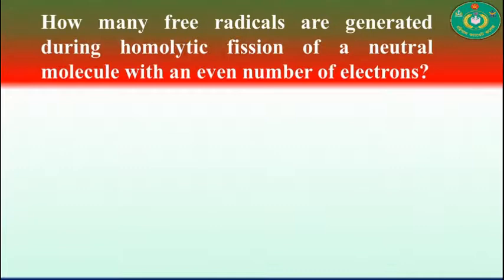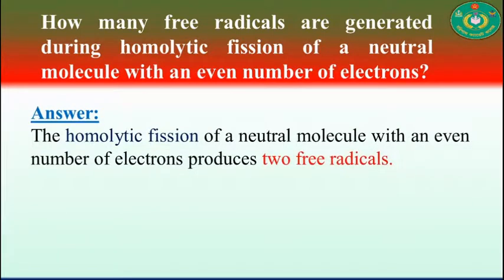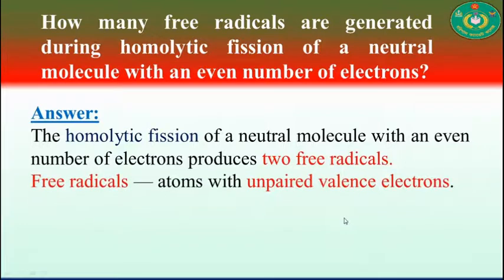Now, do you know how many free radicals are generated during homolytic fission of a neutral molecule with an even number of electrons? Yes, the answer is, in this case it produces two free radicals. Do you know what free radicals are? A free radical is any chemical species which contains an unpaired valence electron in its outermost energy shell. That means it is not a fully octet or duet chemical species.